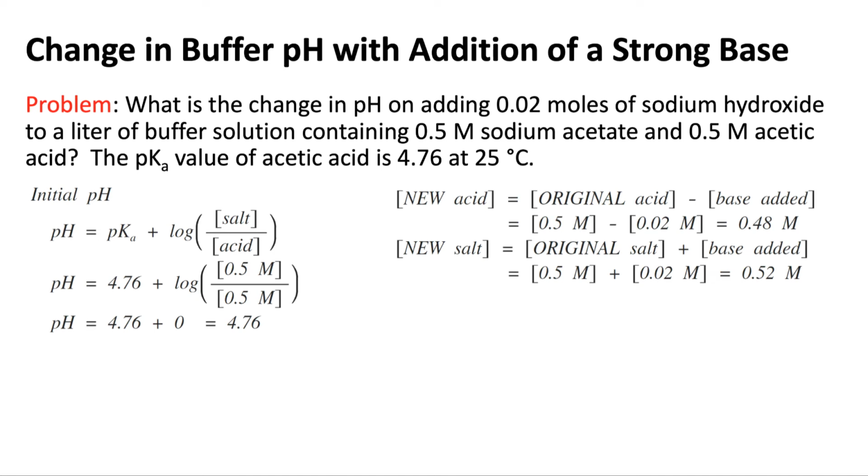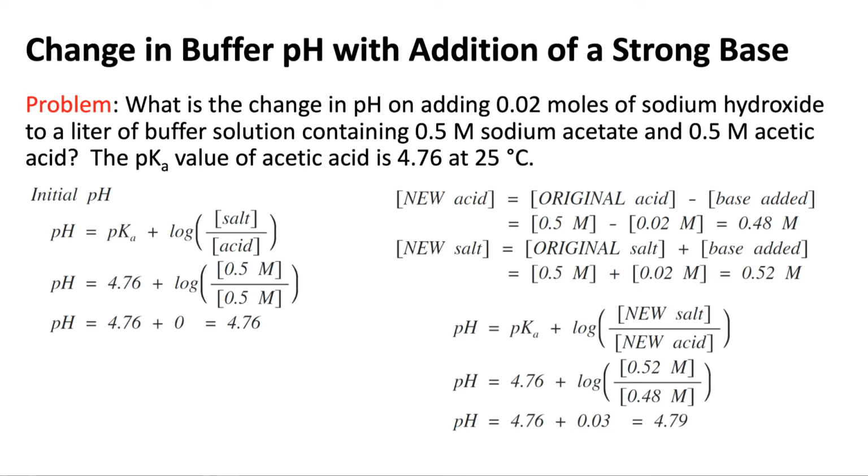Now that we have those two new or revised concentrations, we can go back to our same old Henderson-Hasselbalch formula, and let me just go ahead and put those numbers in. So pH is equal to the pKa, which we said was 4.76, plus the log of the concentration of the salt, which we said is now 0.52 molar, divided by the concentration of the acid, which is now 0.48.